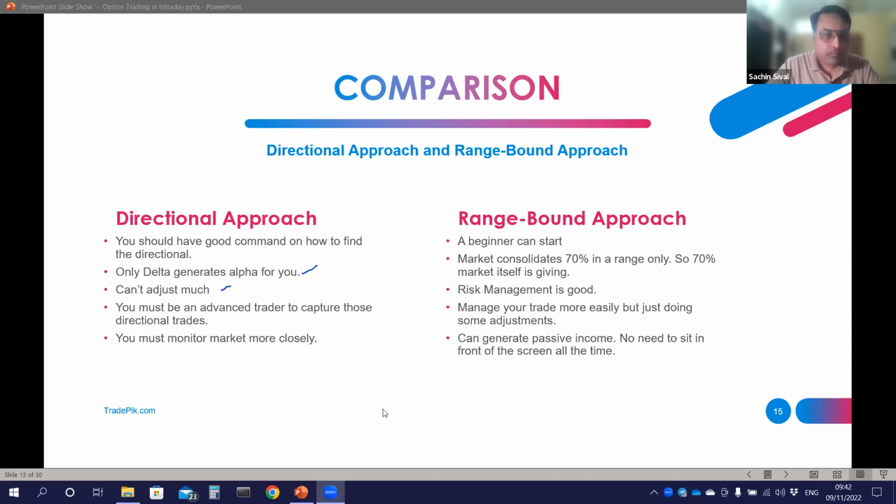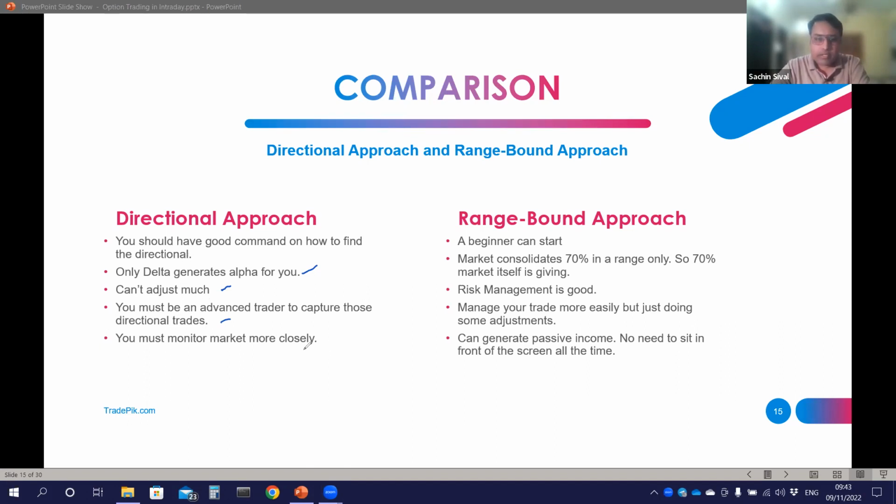So you can't adjust much, and if a stop loss is hit, you have to close it in the loss. And you must be an advanced trader to capture those directional trades. You have to be a more advanced trader, and you have to be very good at trading psychology to capture those trades.